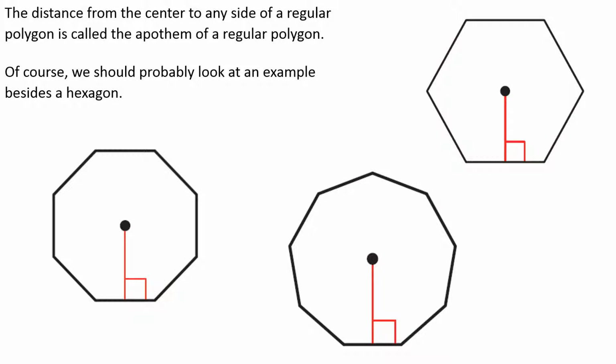And of course, hexagon is not the only regular polygon, right? I've got an octagon, right? 8-sided shape. Have a nonagon, right? 9-sided shape. In each case, to get from the center of the polygon to any side, the distance, of course, will be perpendicular, and we call it the apothem.